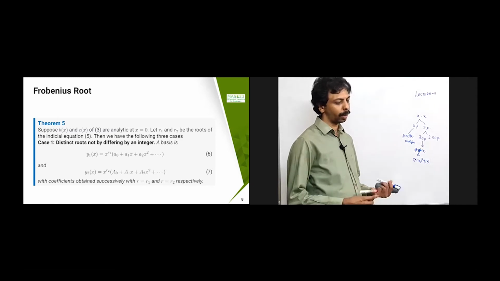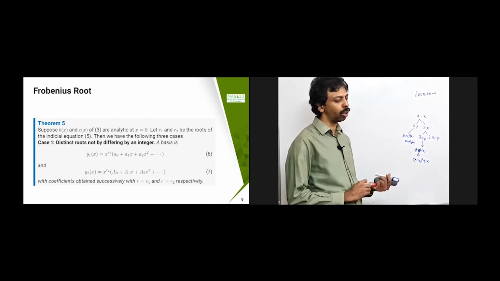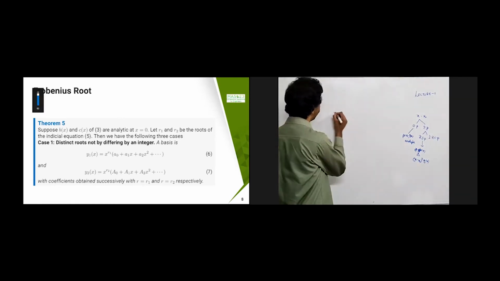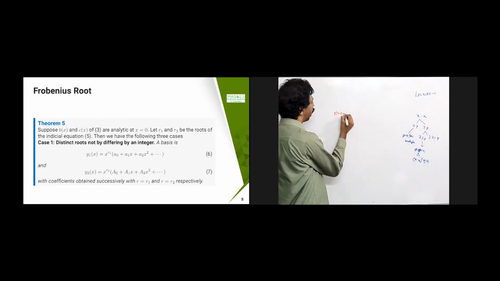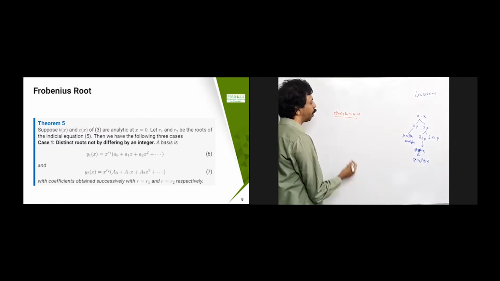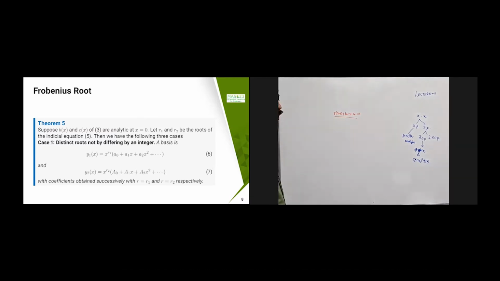Suppose p of x and q of x are analytic at x equal to 0. Then we are going to have this indicial equation. The indicial equation is r into r minus 1 plus b naught into r plus c naught equal to 0. Therefore, it is a quadratic equation, so you are going to have two roots. Since two roots are going to come, again you can discuss different cases: distinct roots, double roots, etc. So here we are going to discuss them differently.